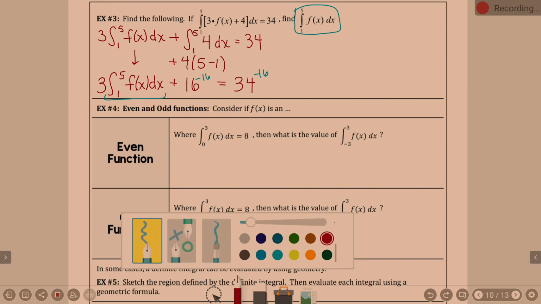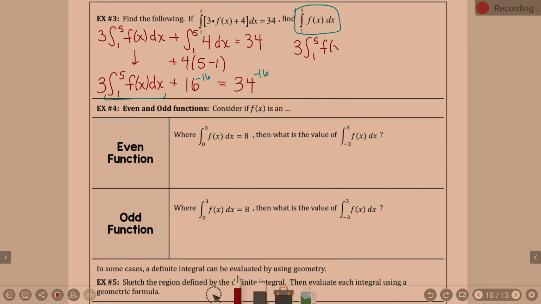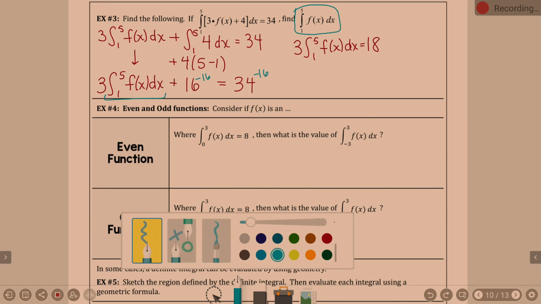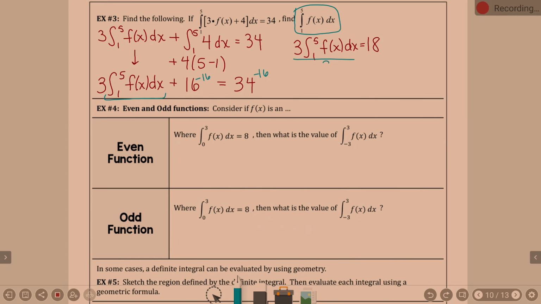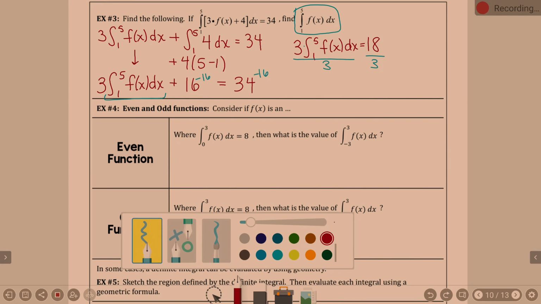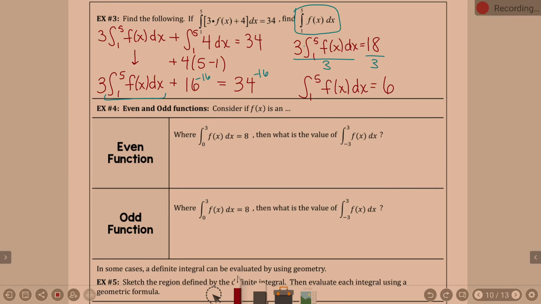And so then I'm going to have 3 times the integral from 1 to 5 of f of x dx. What did you decide 34 minus 16 was? 18? Yes, I redeemed myself. Are we agreeing? I mean, it divides by 3, so that makes sense. And then you can divide by 3, yes? Which is 6. So we have the integral from 1 to 5 of f of x dx is equal to 6.